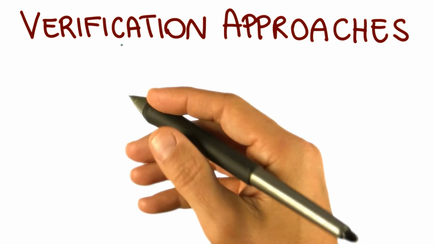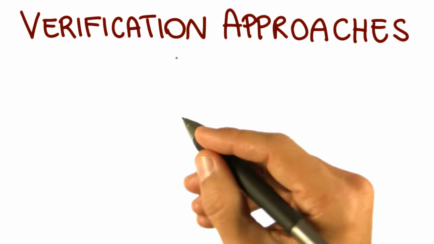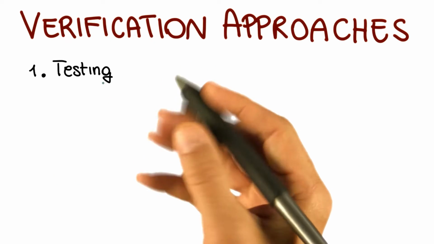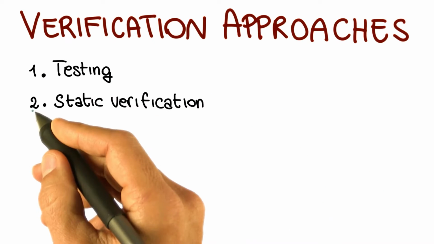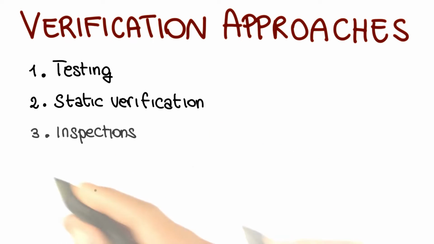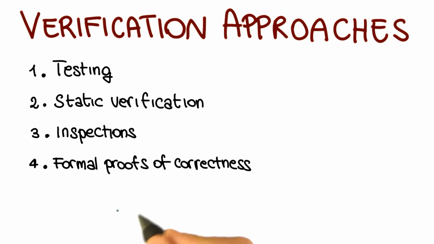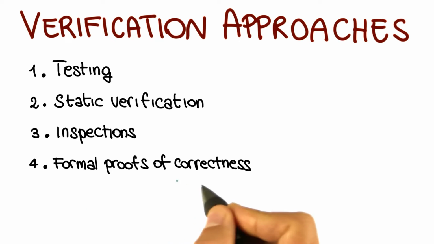There are several ways to verify a software system. Among those, we will discuss 4 mainstream approaches. The first one is testing, also called dynamic verification. The second approach is static verification. The third approach is inspections. And finally, we're going to consider a fourth approach, which is formal proofs of correctness.